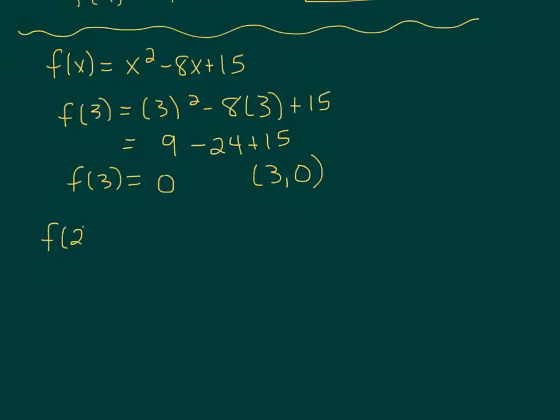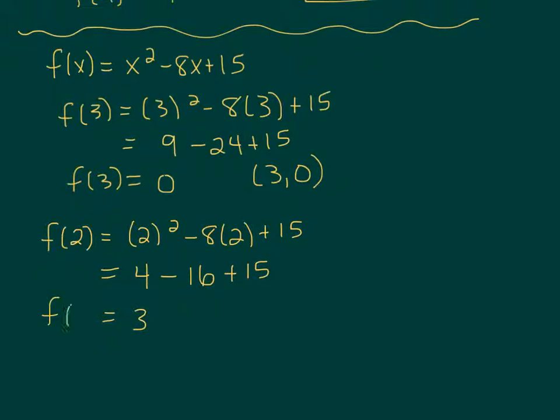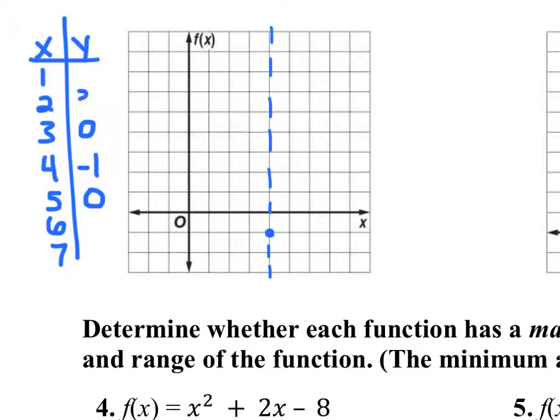Now we'll do 2, so f of 2. Remember, always use parentheses, especially if you're using a calculator. Don't want you to mess up the negative. So 2 squared is 4, minus 8 times 2, which is 16, plus 15. 4 minus 16 is negative 12, and negative 12 plus 15 is 3. So f of 2 is 3. So we have (2, 3), and then (6, 3), and then we have one more left.